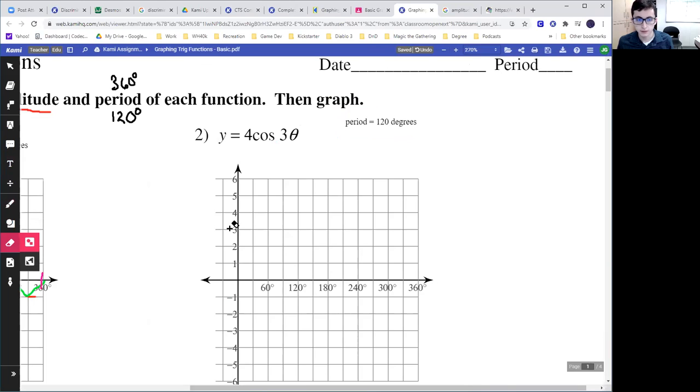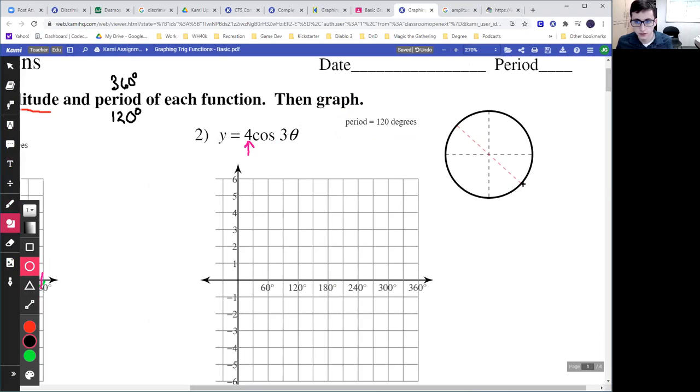Now, the amplitude. So let's think about the amplitude in thinking about this 4. Cosine, just like sine, is limited between 1 and -1. So when you think of cosine, again, we're thinking of this circle, and cosine is the horizontal distance. So right here, cosine would be 1. Cosine would be 1 because it's in the positive direction and it's flat.